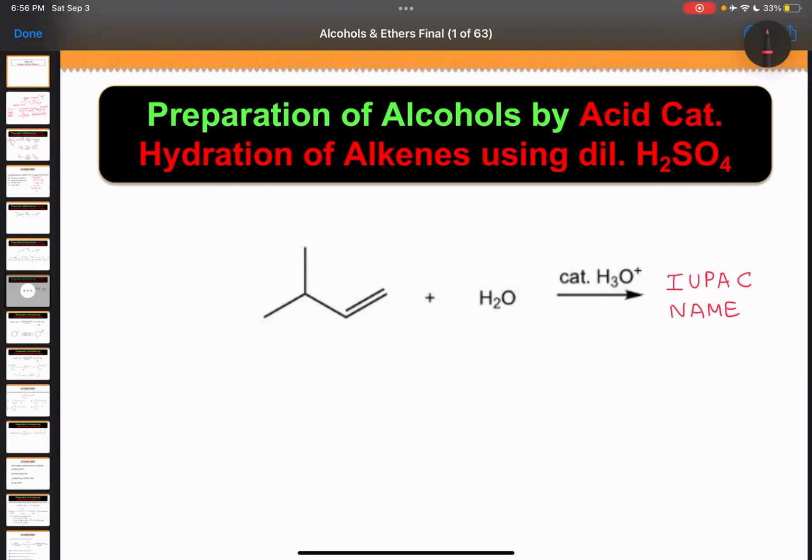So what's going to be the IUPAC name of the product? Yeah, Memuna? Vamsi? So 3-methyl-2-ol.